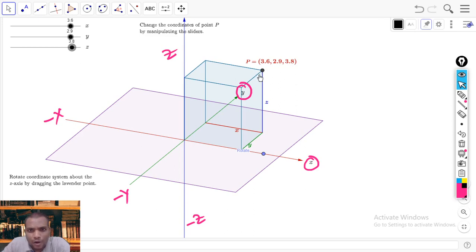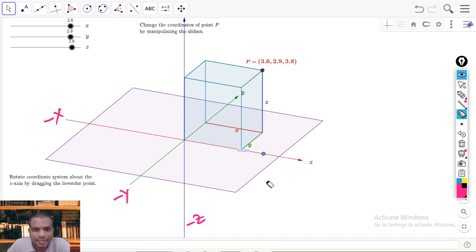Now this point is located from the origin. Here you can see the small green arrow mark shows the direction of the point. So remember, in three dimensions we have x, y and z axes. I am cleaning the screen so that I can show much more.